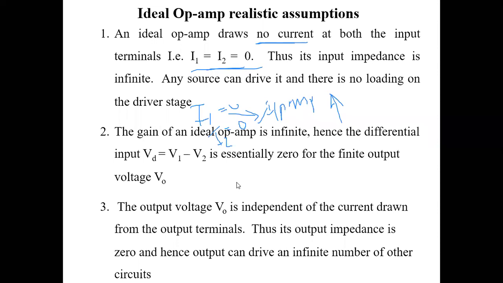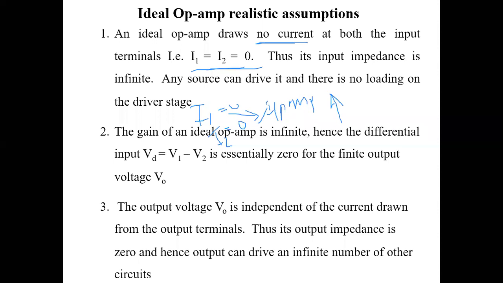And the second one is, we know that the gain of the ideal op amp is infinite. Therefore, the differential input should be essentially zero for a finite output voltage. That is, Vd is equal to V1 minus V2 should be equal to 0. That means that whenever there is no input, the output should also be 0.